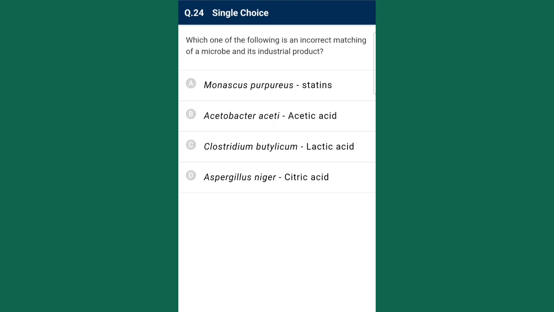Question number 24. Which one of the following is an incorrect matching of microbe and its industrial product? Monascus purpureus, statins, that is a correct one. Acetobacter aceti, acetic acid, that is also correct. Clostridium botulinum, lactic acid, so that is the incorrect one about industrial product. Aspergillus niger, citric acid, that is also correct. Clostridium butylicum bacterium produces butyric acid, which is industrially used. So the answer is option C, that is incorrectly matched.